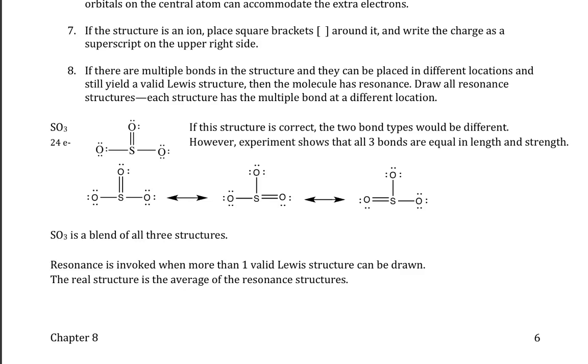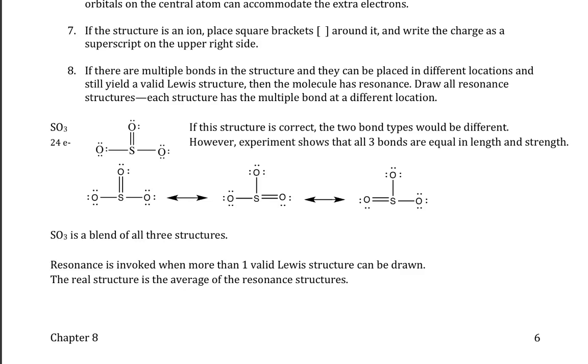That is to say, there is a multiple bond there, that double bond, and it could have been placed between the S and the O on the left. It could have been placed between the S and the O on the right. So we've got those 3 pictures down below, one with the double bond above, one with it on the right, one with it on the left. Those are the 3 resonant structures for SO3. And what they are trying to tell us is that SO3 is really a blend of all 3 structures.